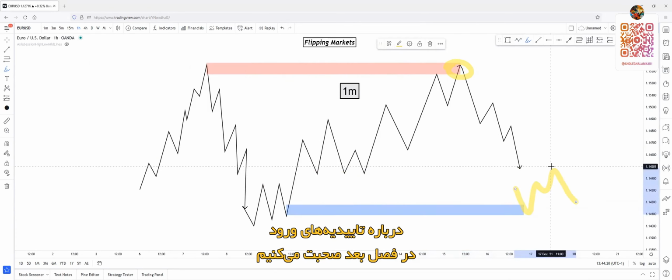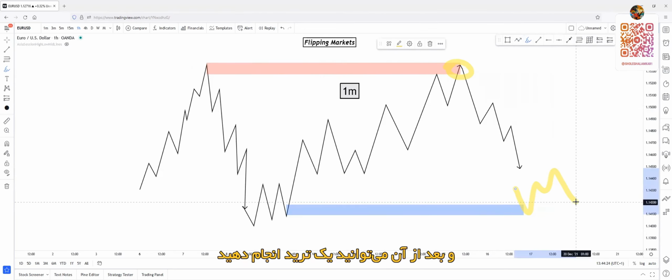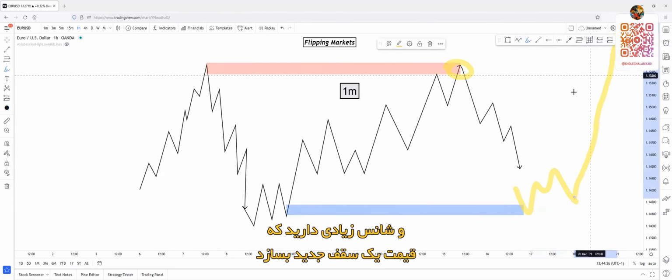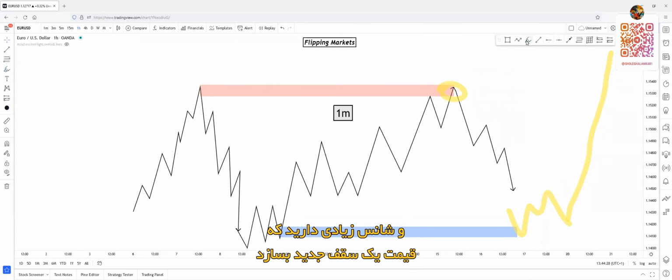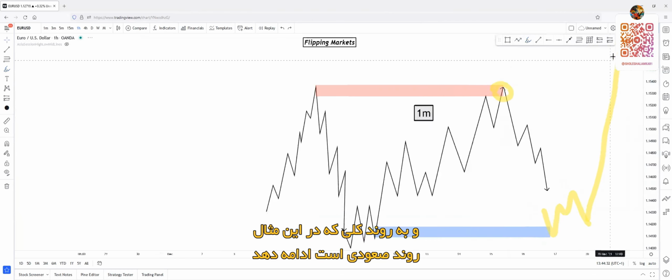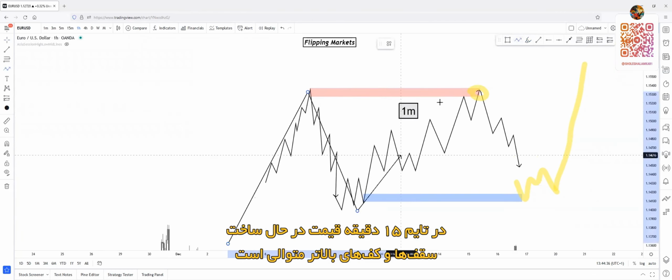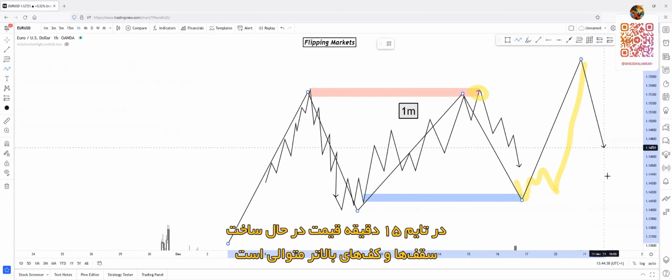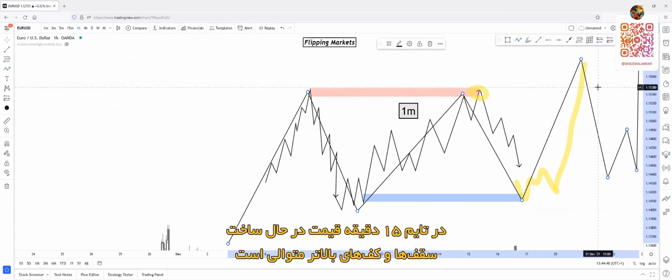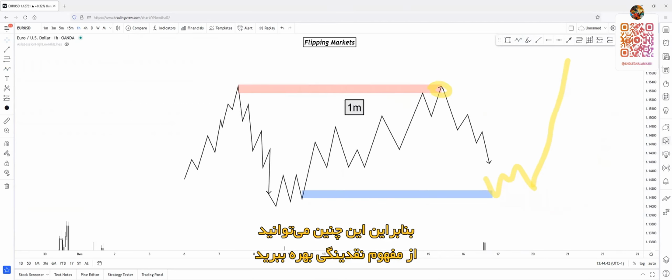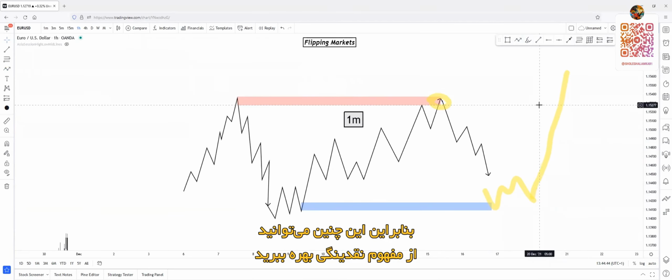We will talk about confirmation entries in the next unit. So you can wait for a confirmation entry here. And after this, you can hop in a trade, and you have a really great chance for price to create a new high and continue the overall trend, which is bullish in this case, as I said, because it's creating highs, lows on the 15 minute. So yeah, this is how we can actually use liquidity to your advantage.